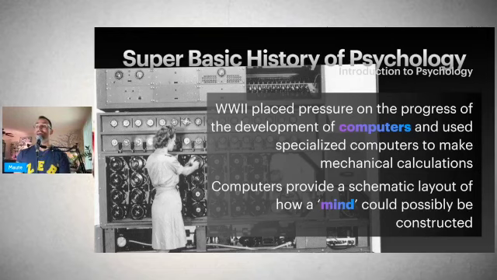Computing machines had existed before World War II, but the war placed pressure on the progress of their development and used specialized computers to make mechanical calculations needed for equipment. After the war, computers advanced in their ability to be automatic, increasingly replacing mechanical inputs from humans with sophisticated processors that help perform calculations. Professors in universities using computers at the cutting edge of technology were noticing that computers provided a schematic layout for how a mind could possibly be constructed. There's information inputs, there's short-term memory like RAM, there's long-term memory like your hard drive, and ways to store, retrieve, and manipulate information via processors. So now researchers had this robust as-if model that they could try to ask questions about the mind from.